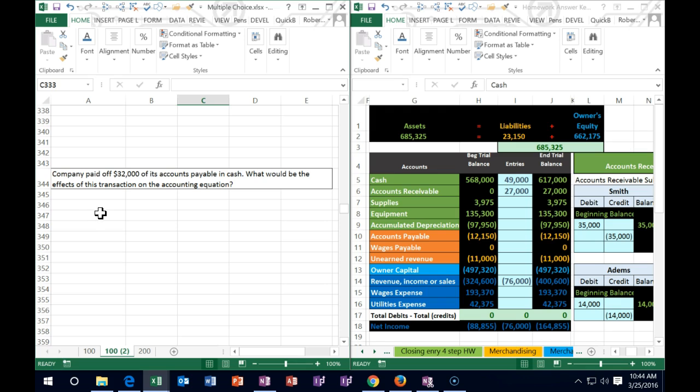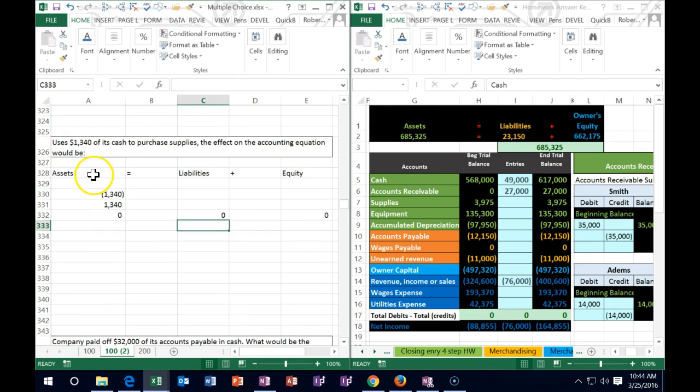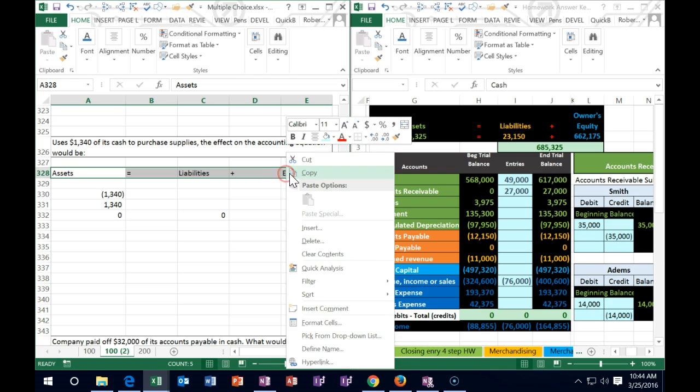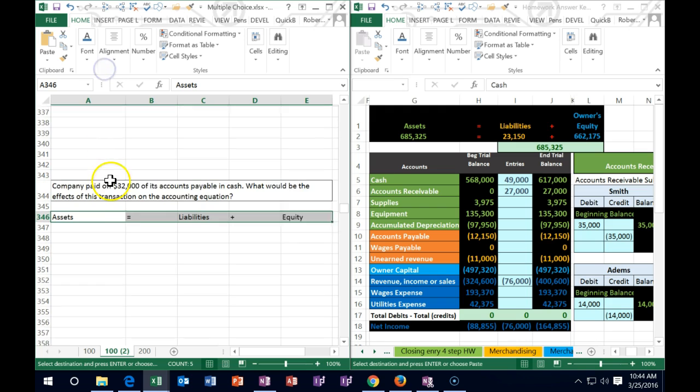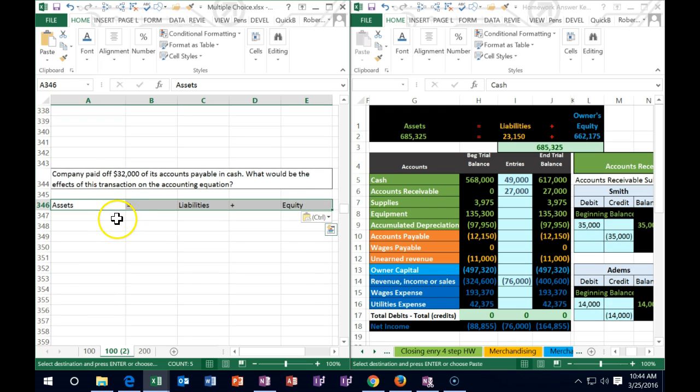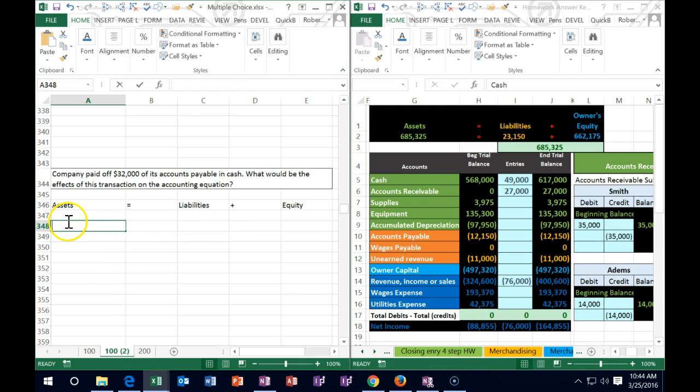Next one: the company paid off $32,000 of accounts payable in cash. What are the effects of this transaction on the accounting equation? Once again, we're just going to take our accounting equation here and try to record this transaction in terms of change to the accounting equation. We paid something with cash, therefore cash is affected. We know that cash is our asset over here in our handy dandy trial balance, and it went down. So the asset must have gone down by $32,000 cash.